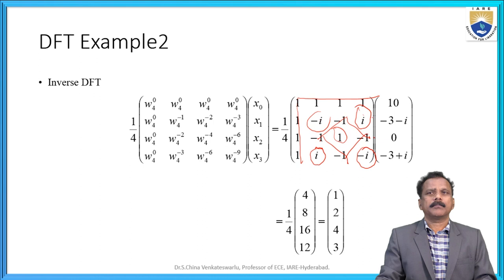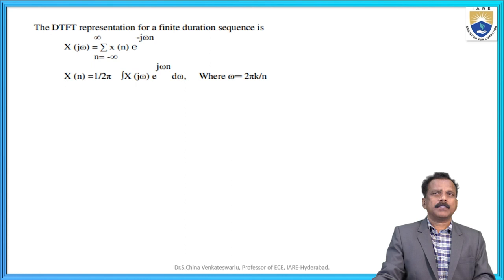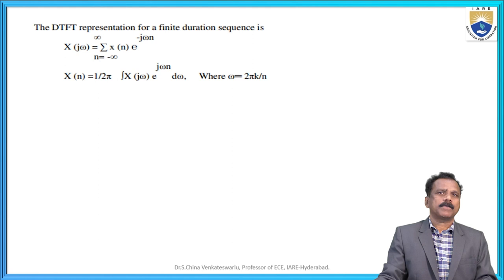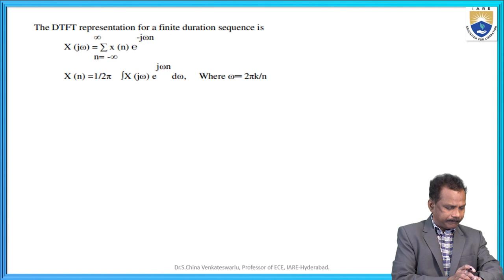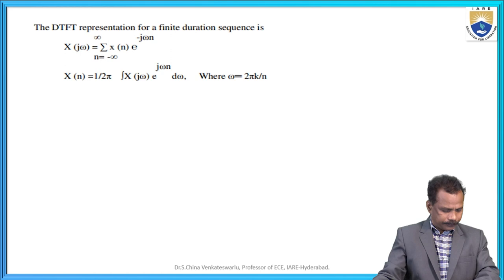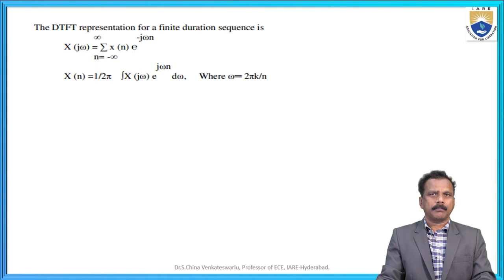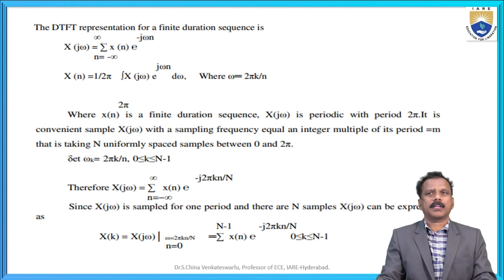Now, the DFT representation of the finite duration sequence is like this. X of j omega is equal to the summation from n equals minus infinity to plus infinity of x of n times e power minus j omega n, and x of n is equal to 1 by 2 pi integral of X of j omega, according to the previous one. So, we have to verify this X of j omega. This we have already discussed.